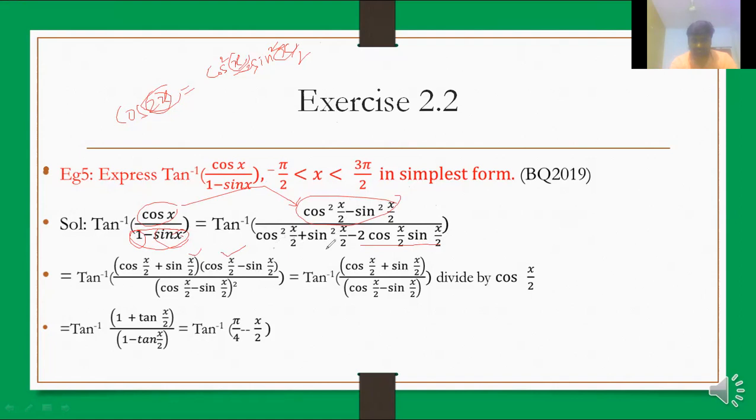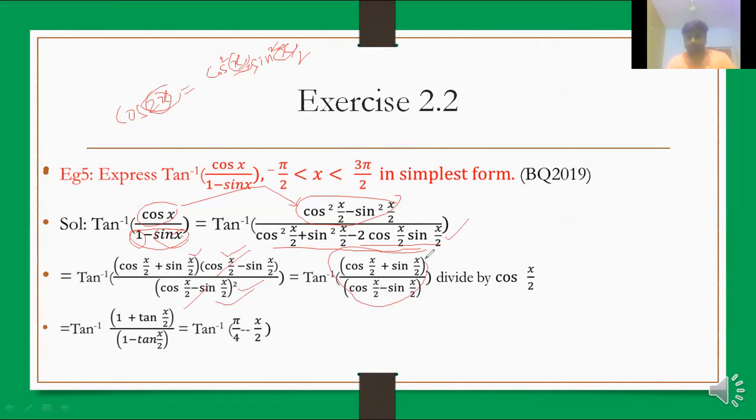Now what is this? a square plus b square minus 2ab: cos square x by 2 plus sin square x by 2 minus 2 cos x by 2 sin x by 2. So a minus b whole square. So cos x by 2 minus sin x by 2 whole square. So one cos x by 2 minus sin x by 2 cancels with this, and one more cos x by 2 minus sin x by 2 is left in the denominator. See, like this: cos x by 2 plus sin x by 2 by cos x by 2 minus sin x by 2.